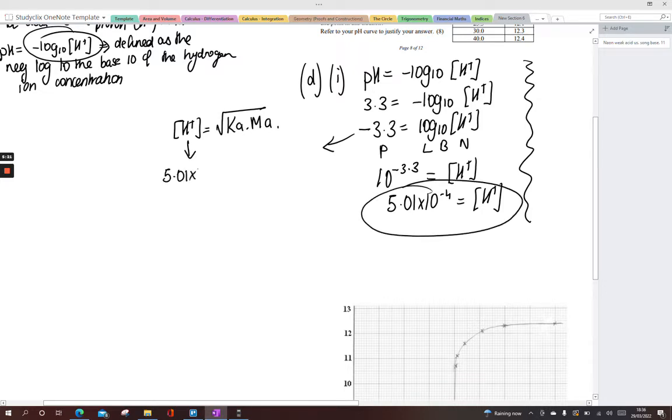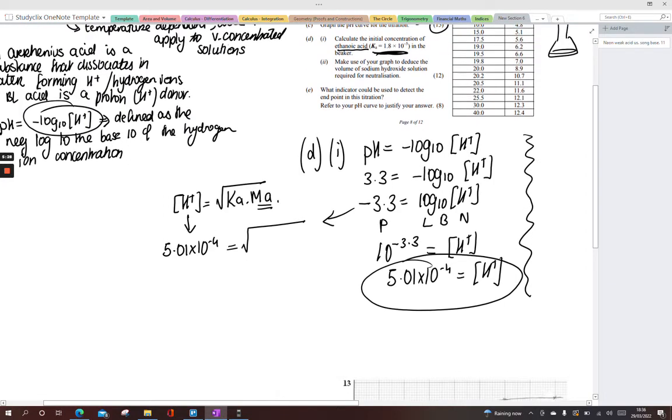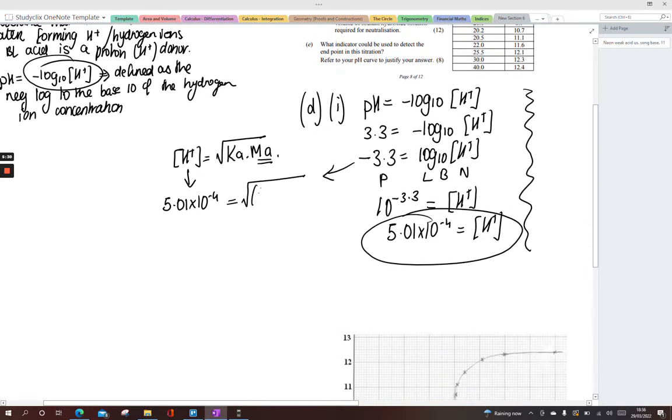Now I know the answer to this from over here. It's 5.01 by 10 to the minus 4. I'm working out my molarity. Why else did they give me my Ka value? Ka in this is 1.8 by 10 to the minus 5. And I've got my Ma. It takes a bit of maths here. We need to get that out of the square root. In order to get that out of the square root, we square both sides.